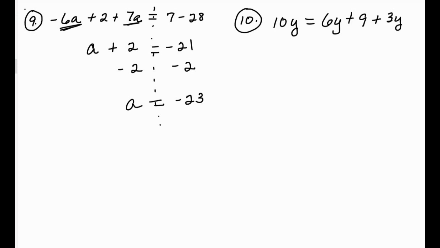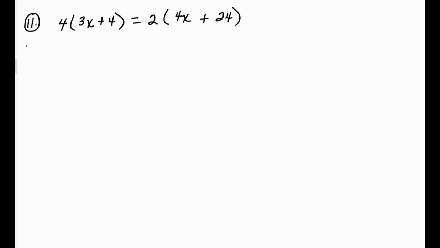Okay, problem 10, I'm going to simplify what's on the right-hand side. So I'm combining the 6y and 3y and getting 9y. Now I need to get y's on one side, constants on the other, so I'm going to subtract 9y from both sides. And that will leave me with y on the left-hand side, so y equals 9.